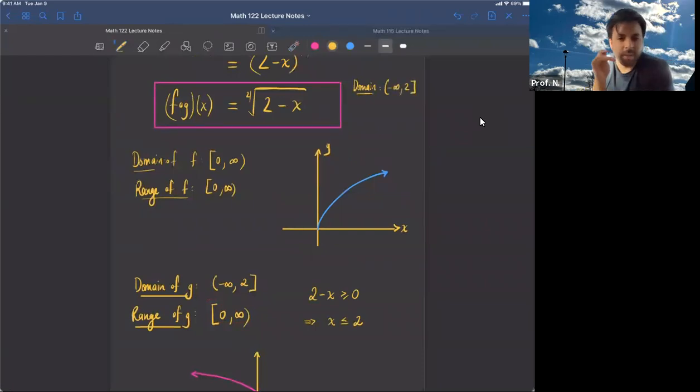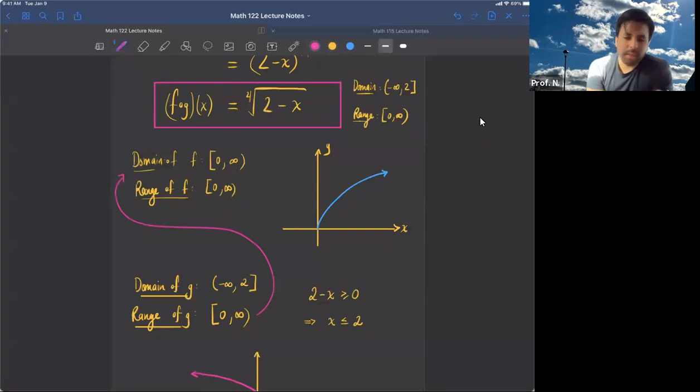So remember, it's the domain. We're not considering the range. The range would be 0 to infinity, because that's what I produce at the end. So the idea is that this here is like the connection that exists between F and G. But again, we're just looking for the domain.